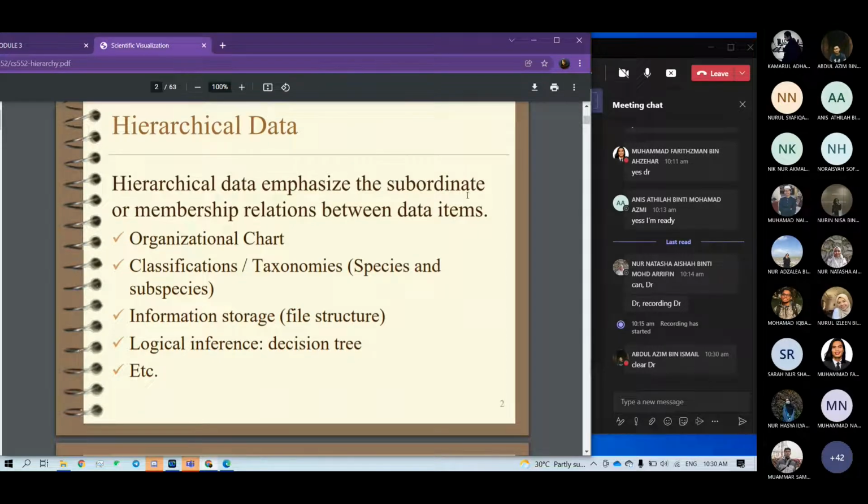Hierarchy data emphasizes the subordinate. It has its subordinates, or member relation. Ranking, they have a ranking kind of relationship. If you're talking about parallel coordinates, they are a different kind of relationship. That one is a positive, negative relationship, right? But this one, no, it's a ranking kind of relationship. So examples suitable are organization charts, classification of species and subspecies. We are talking about bird species. Its root is bird species.